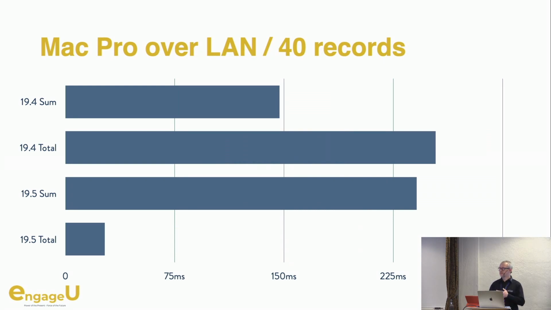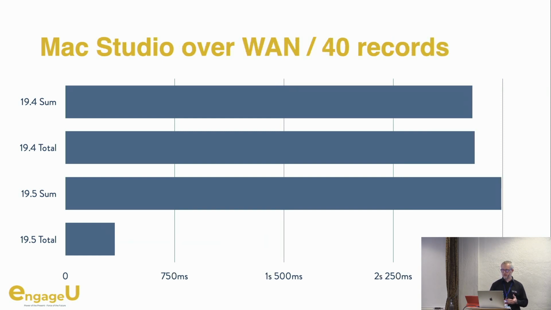When connecting to the Mac Pro, which is a slower machine, 19.5 got 9 times faster when calculating the summary field, but not with the aggregate function. So until 19.4, I kept saying that it doesn't really matter whether you use aggregate functions or summary fields. Now it's starting to matter. Summary fields, even though you have to create an extra field, make sense from the performance perspective.